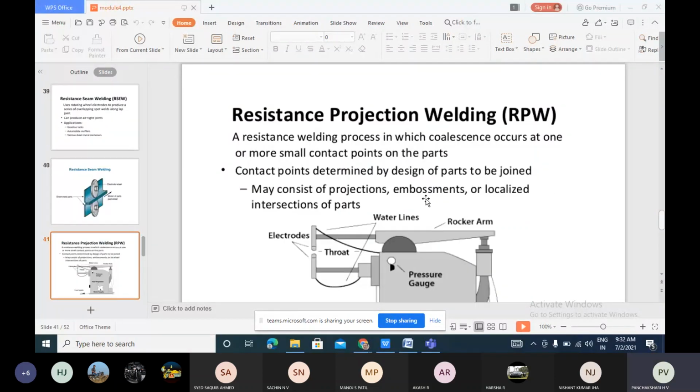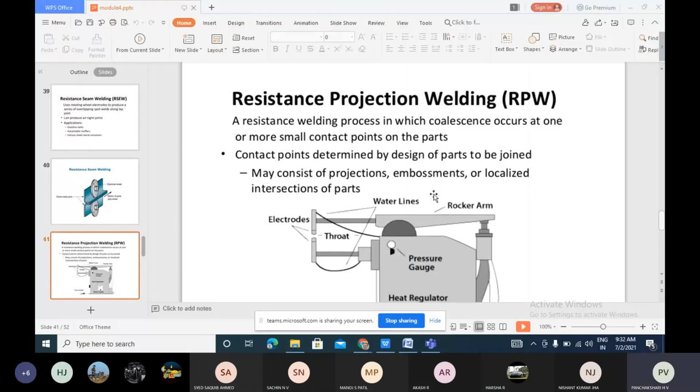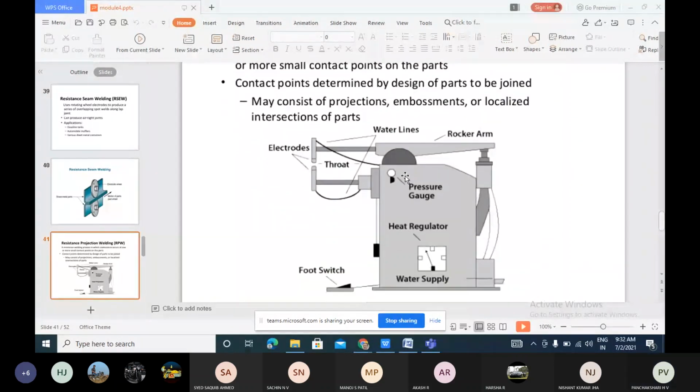Next is one more type of welding which is called projection welding. See, the equipment will be like this. Resistance welding equipment will be like this. Here you can see this is the main body of the welding machine. All the mechanisms are housed inside this. Different important mechanisms will be there inside this.